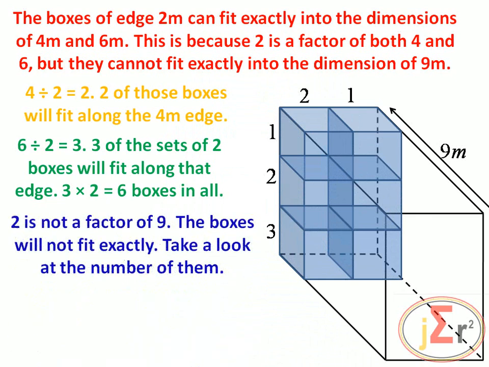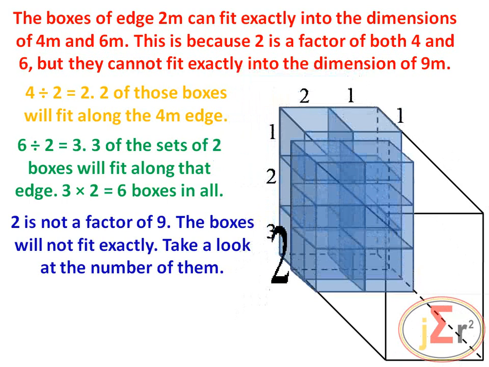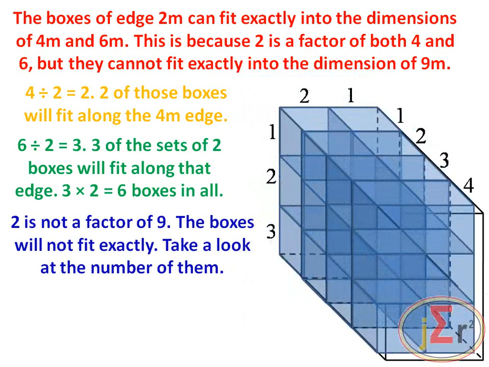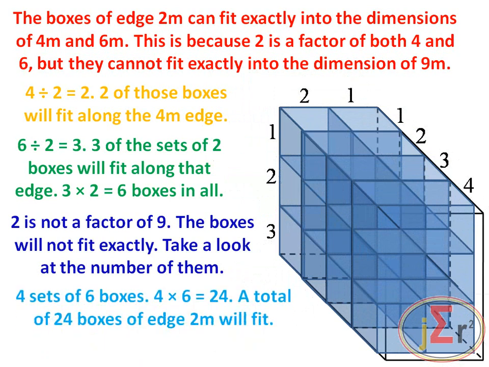2 is not a factor of 9. The boxes will not fit exactly. Take a look at the number of them. So we have 1, 2, 3, 4 sets of 6 boxes. So 4 times 6 is equal to 24. A total of 24 boxes of edge 2 meters will fit.